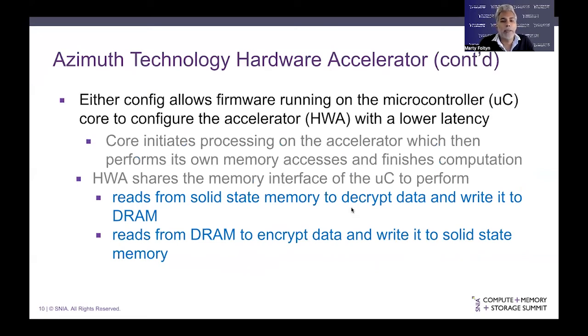Either config allows the firmware running on the microcontroller to configure the accelerator. So instead of the firmware actually running the instructions to do the encryption, it would do some minimal instructions to configure the accelerator, then start it. The accelerator would then take over, perform its own memory accesses, reading from the storage device, writing to memory, or reading from memory, writing to the storage device, finish the computation, and then inform the core.